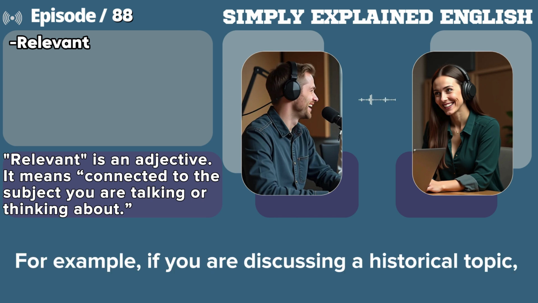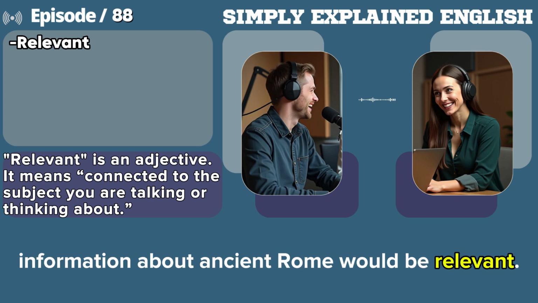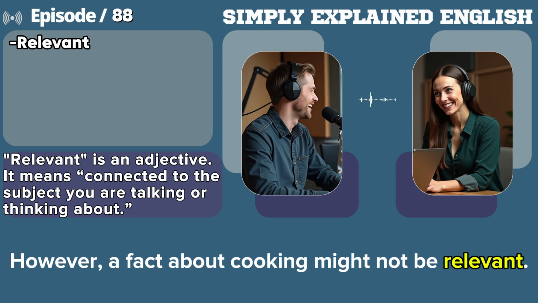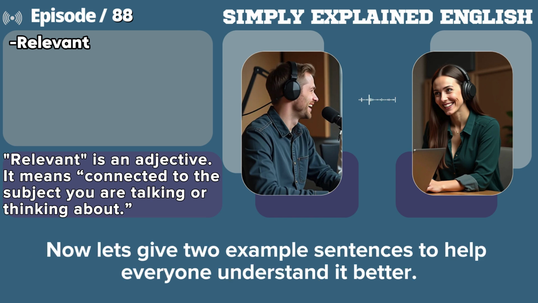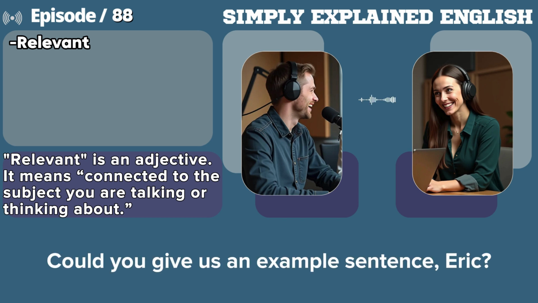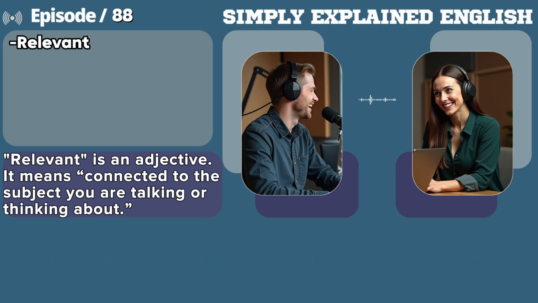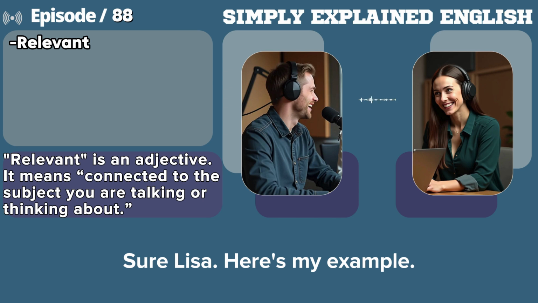For example, if you're discussing a historical topic, information about ancient Rome would be relevant. However, a fact about cooking might not be relevant. Now, let's give 2 example sentences to help everyone understand it better. Could you give us an example sentence, Eric? Sure, Lisa. Here's my example.